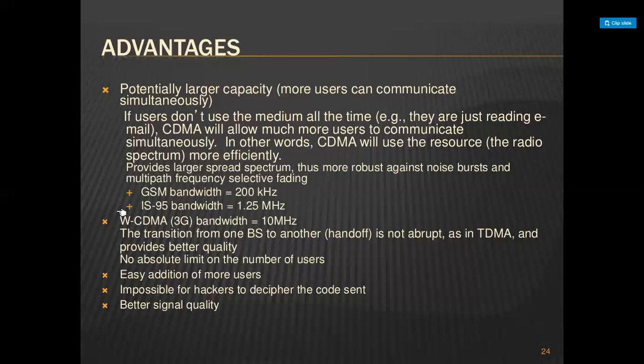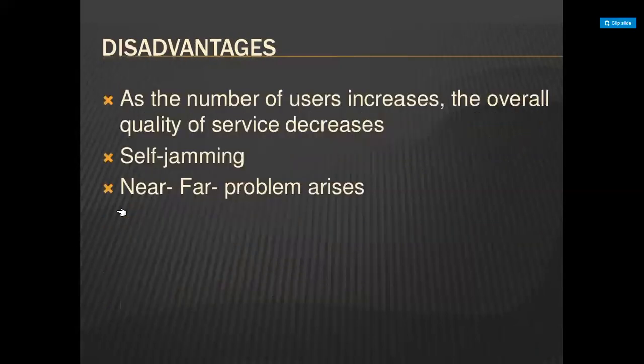Advantages: potentially larger capacity, and the bandwidth is more. There is no limit on the number of users, so there is a soft capacity limit. You can easily add more users, and it is impossible for hackers to decipher the codes, because the code we have given can be known only to the transmitter and the receiver, and no other transmitter or receiver can share that particular code. It has better signal quality.